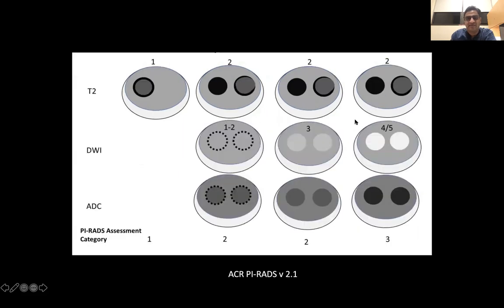But at this time, the diffusion imaging plays some role in upgrading these things. So as long as there is no diffusion restriction or minimal restricted diffusion, they remain 2. The only situation where these nodules are bumped up is when there is a marked restricted diffusion. That's when they can be bumped up at the most to a PI-RADS category 3.